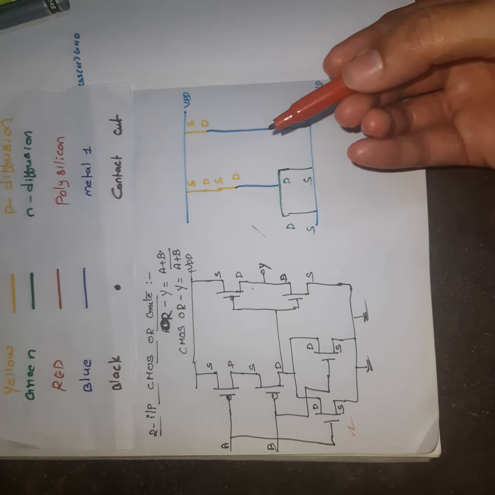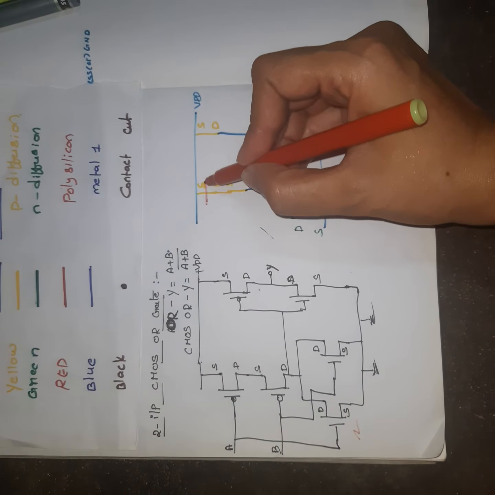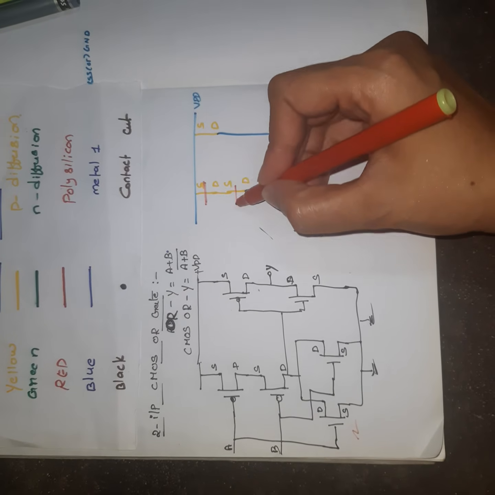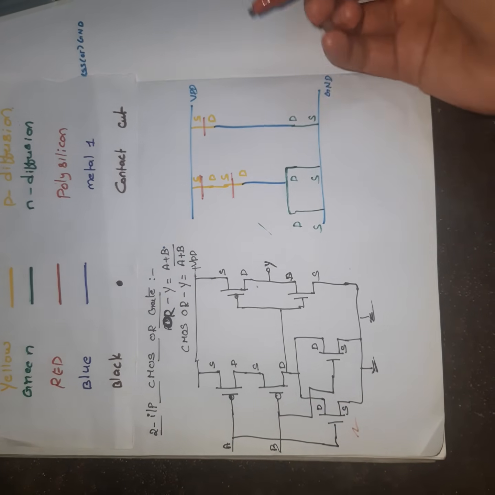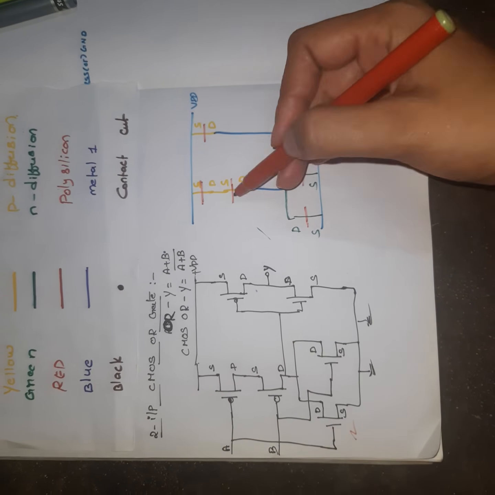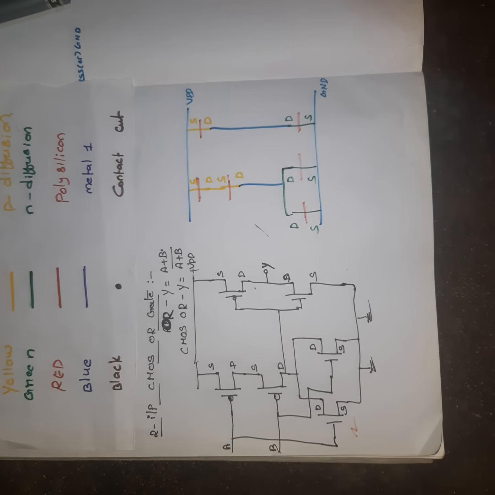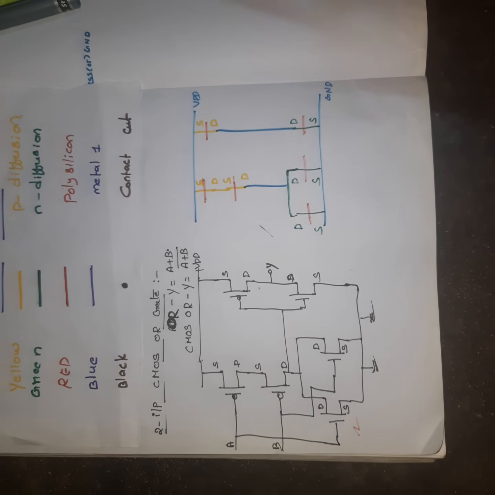The next step is to draw the gate terminal, which is nothing but the polysilicon layer. Always draw the gate terminal using the red color. Draw horizontal lines which cross over the diffusion layers, N diffusion and P diffusion. This is the indication of the gate terminals of all the transistors.